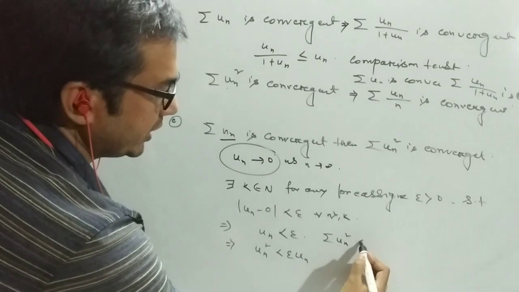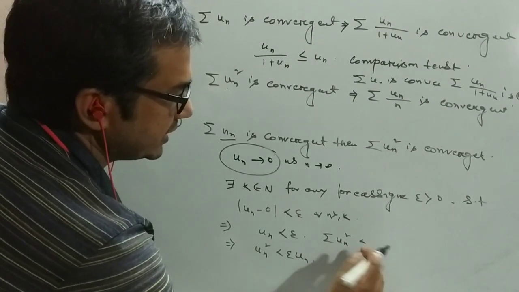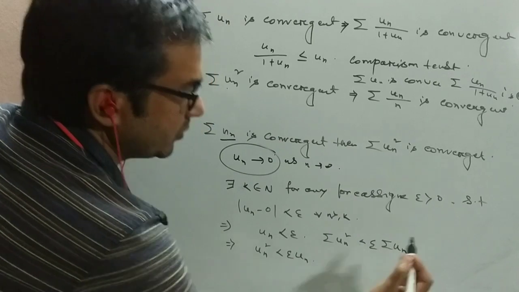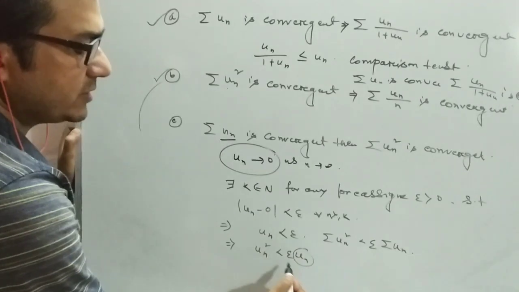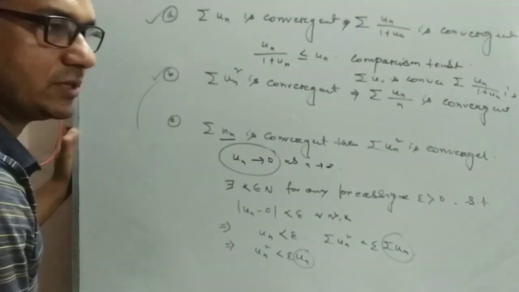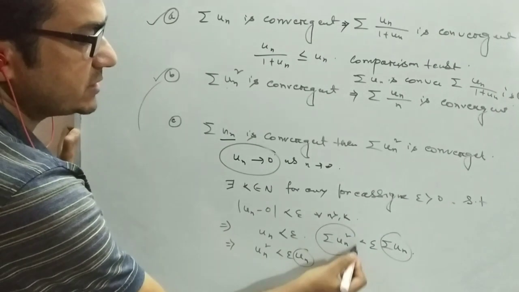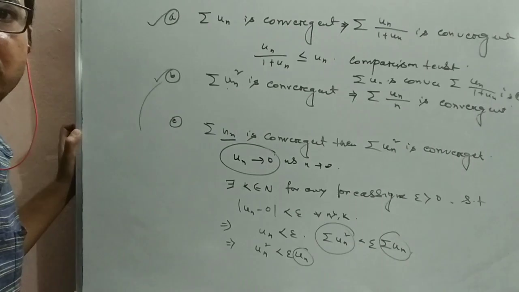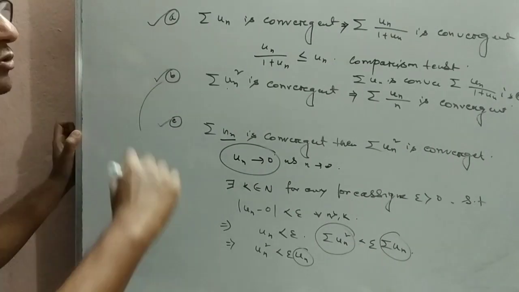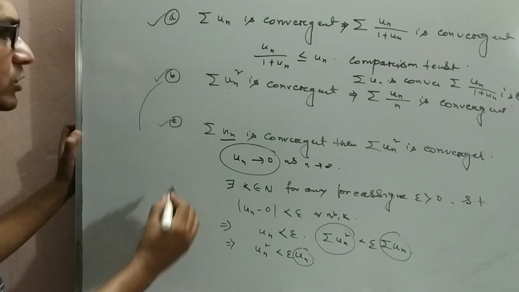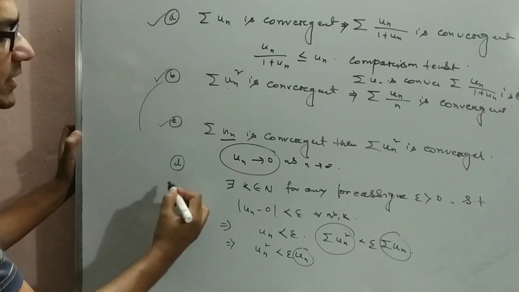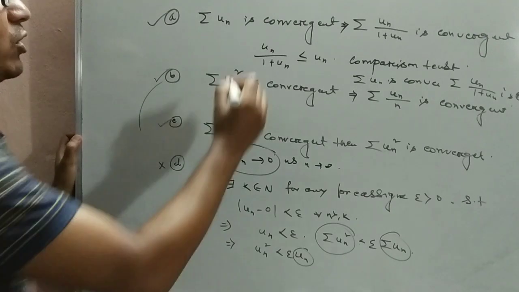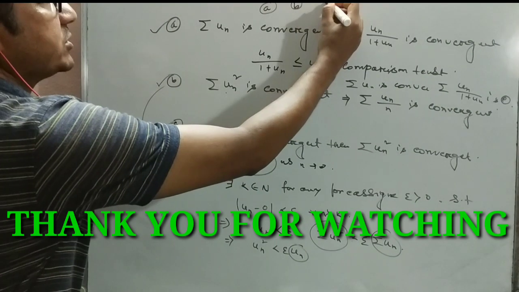Here summation un square is less than epsilon into summation un. Clearly, if this series is convergent, then by comparison test this series must be convergent. Okay, so option C is also correct. So none of them, option D is not correct. So here options A, B and C are correct.